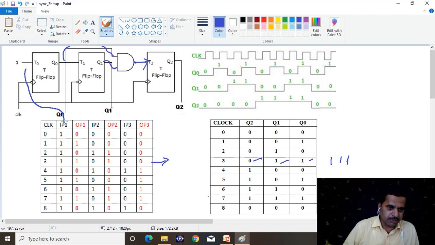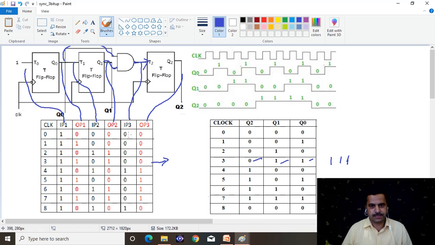This is the input of the first flip-flop. This is the output of the first flip-flop. This is the input to the second flip-flop. This is the output of the second. Then this is the input to the third, and this is the output here.